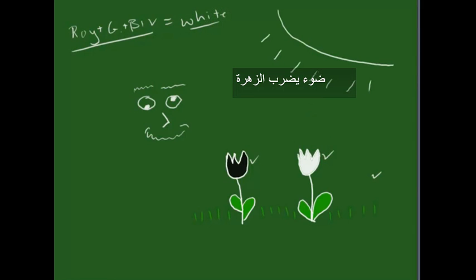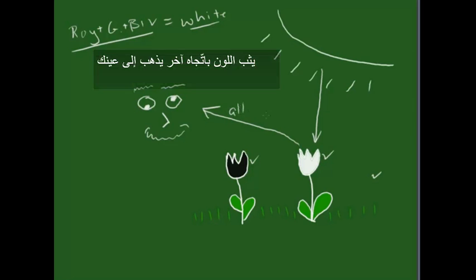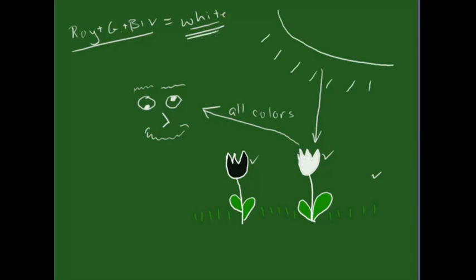And so when we see white, what happens is the light shines onto the object, and all the colors of the rainbow are reflected. And none of it is absorbed. So we see all the colors, and all the colors going to your eye will be perceived as white.